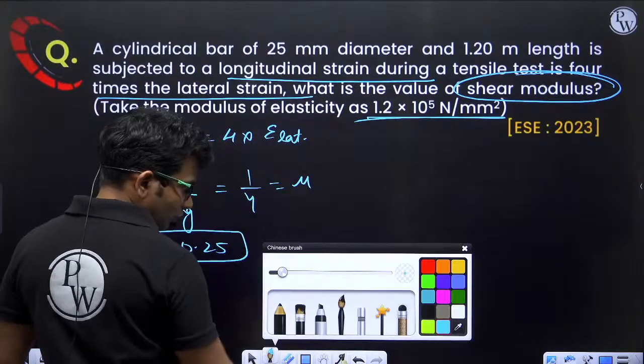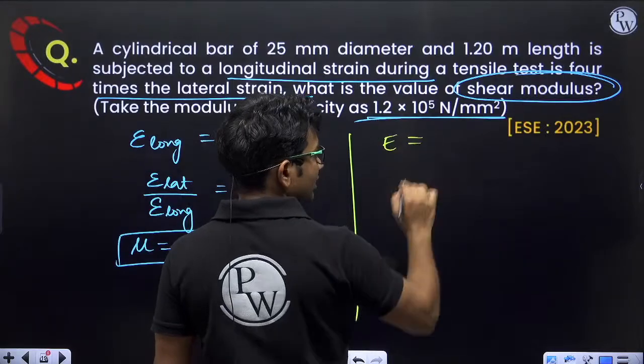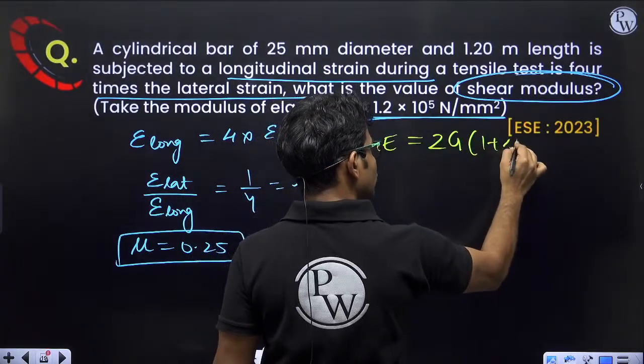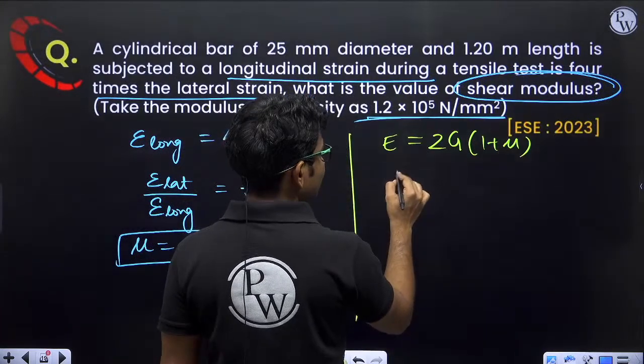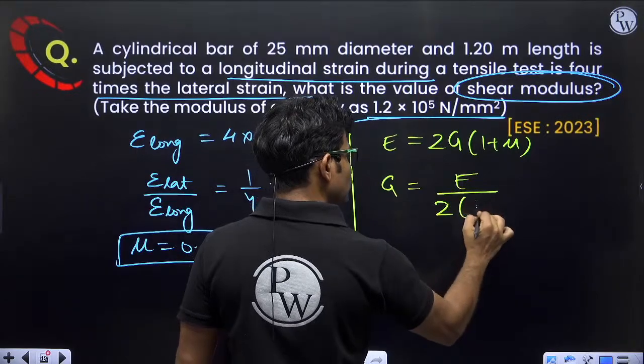Okay, so from these two we can find out the shear modulus. We know the relationship E is equal to 2G(1 plus mu). From here we can calculate the value of G. G will be equal to E upon 2(1 plus mu).